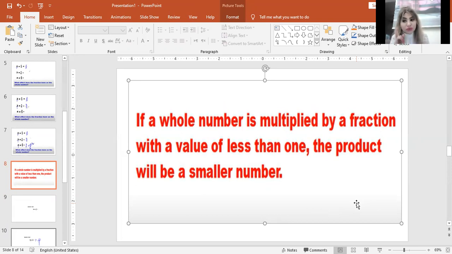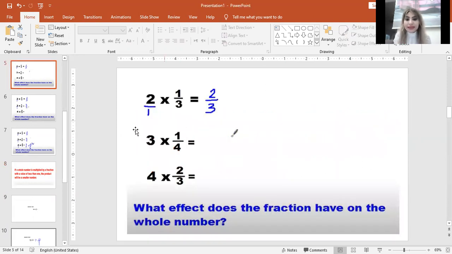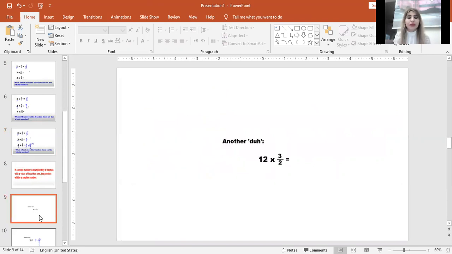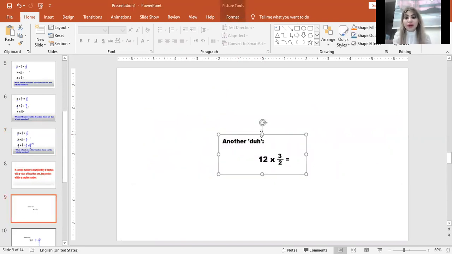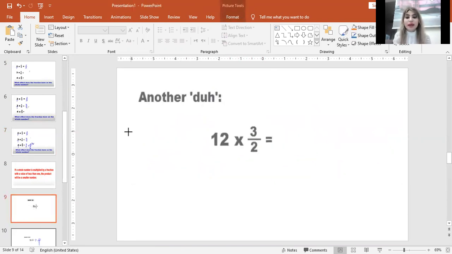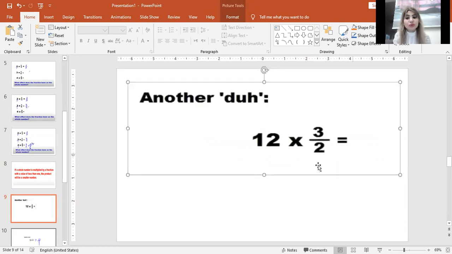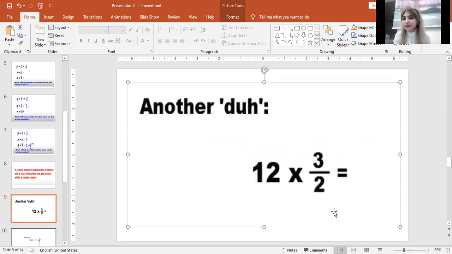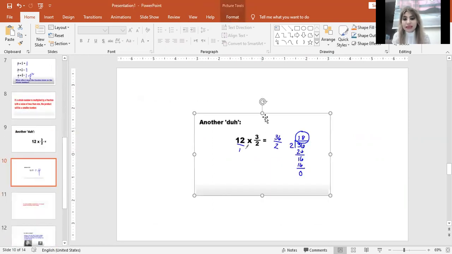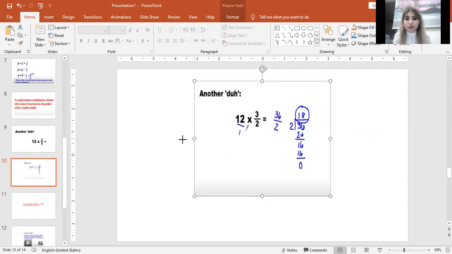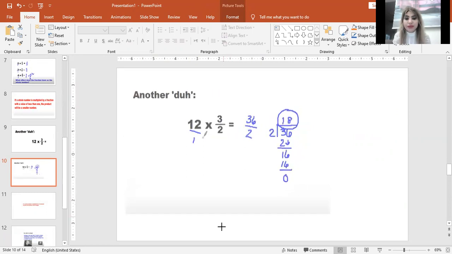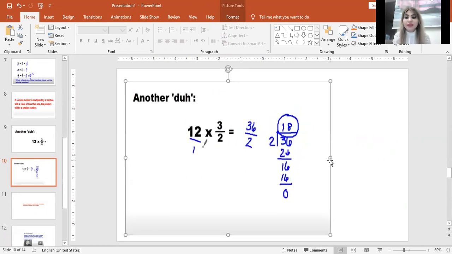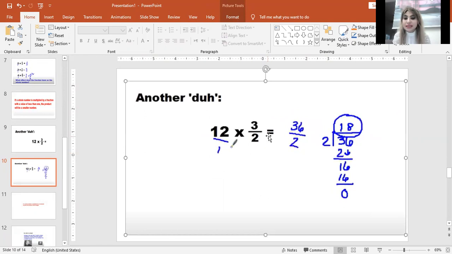You have to make sure that you know and understand this very well. And here are the examples of it. Then another one. If I have 12 multiplied by 3 over 2, I will leave you to solve it. Pause the video and solve it. Let's see. I think you paused the video now and you answered it. 12 multiplied by 3 equals 36, over 2 multiplied by 1 is 2.